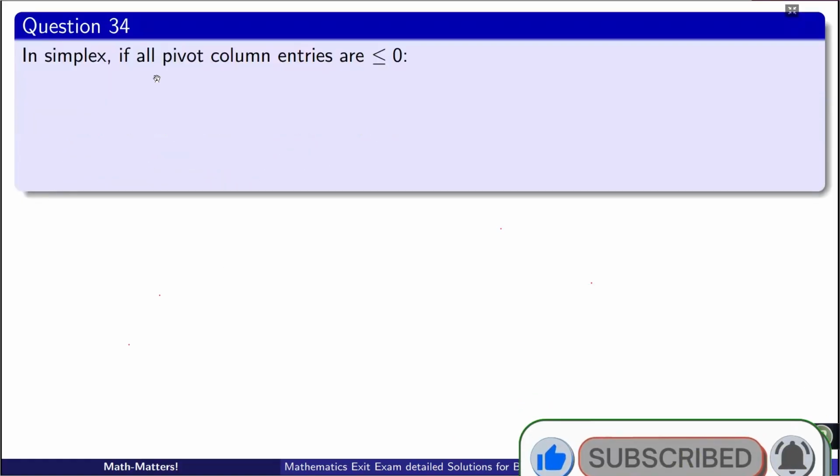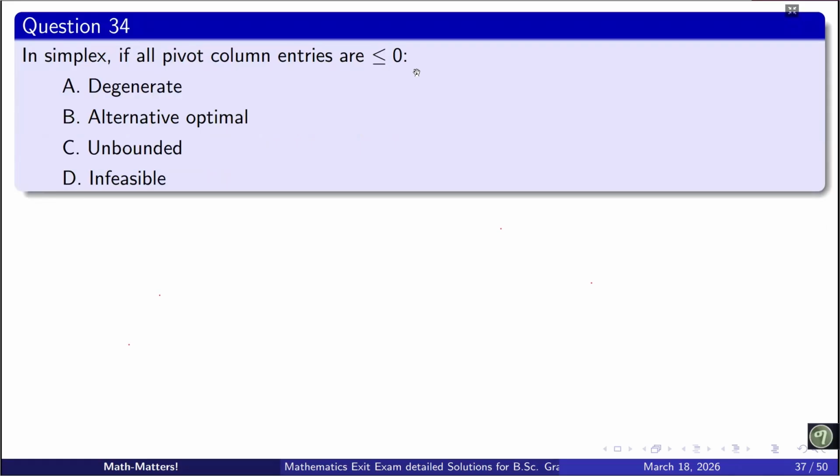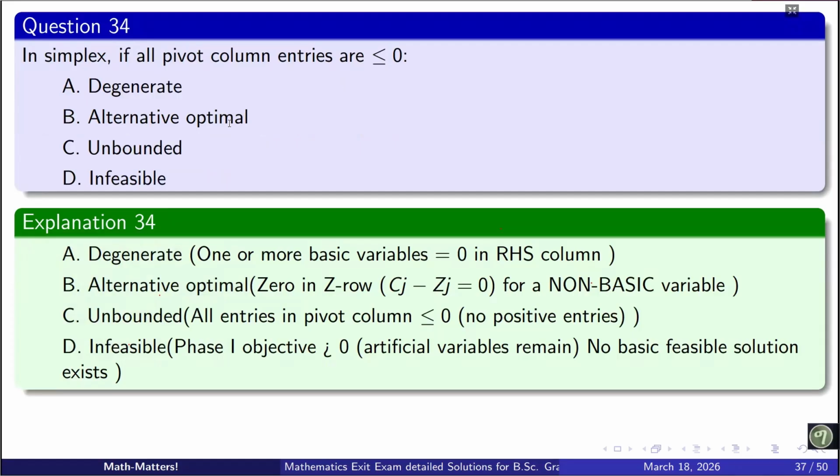Next, in simplex, if all pivot column entries are less than or equal to 0, that is, not positive, then the type of simplex could be degenerate, alternative optimal, unbounded, or infeasible. The simplex is said to be degenerate if one or more basic variables is 0 in the right-hand side column. If a right-hand side column entry of the simplex is 0, that could be degenerate.